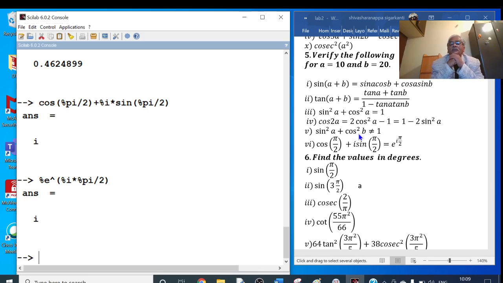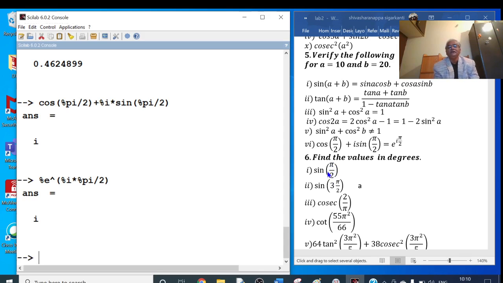Next example, find the values in degrees. Sin pi by 2, 3 pi by 2. The value of pi is approximately 3.1416, and that means pi by 2 is less than 2. I have to find out the value of sin of this pi by 2; this may be around 2.